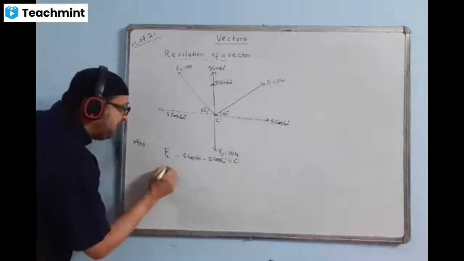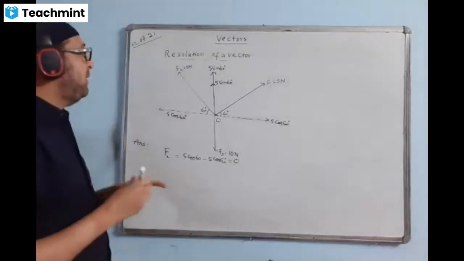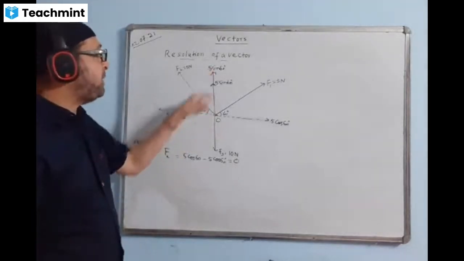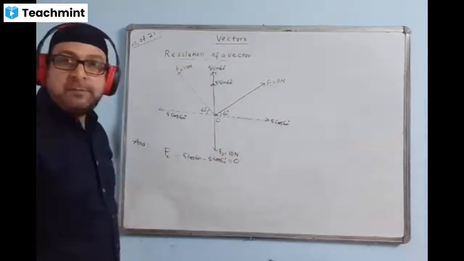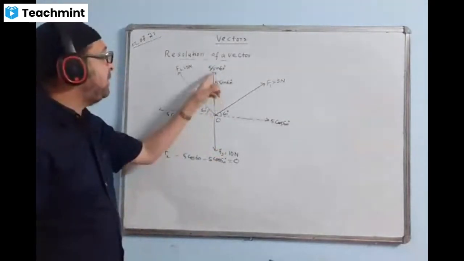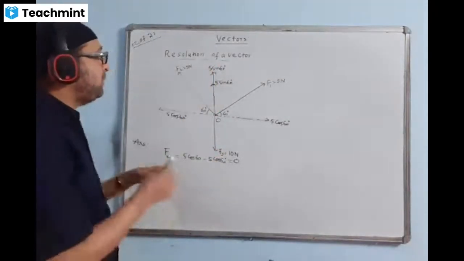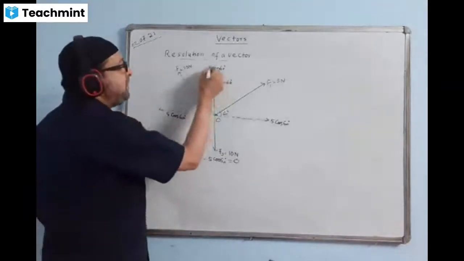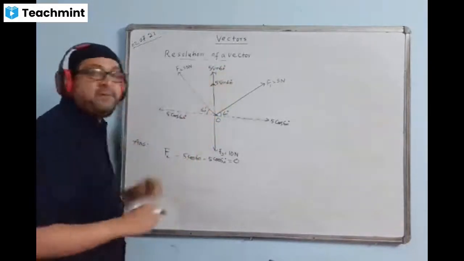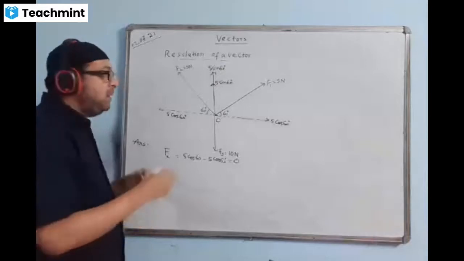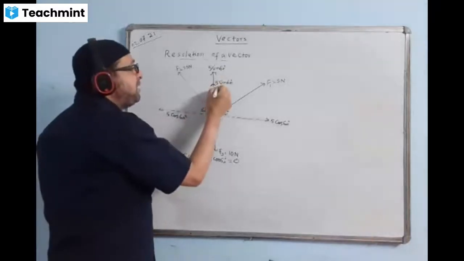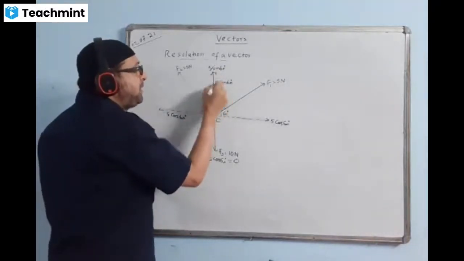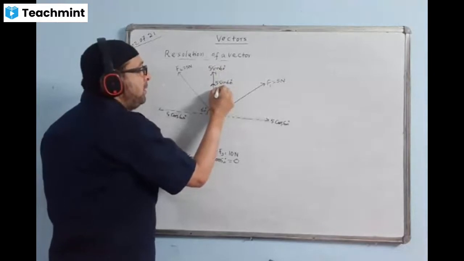Now, the Fy value we will take. We see these two of them are acting in the upward direction and this one is acting in the downward direction. I take the total of these two: 5 sin 60 plus 5 sin 60. They are in the same direction, so we add them. 5 plus 5 becomes 10 sin 60. The total answer in the upward direction is 10 sin 60.